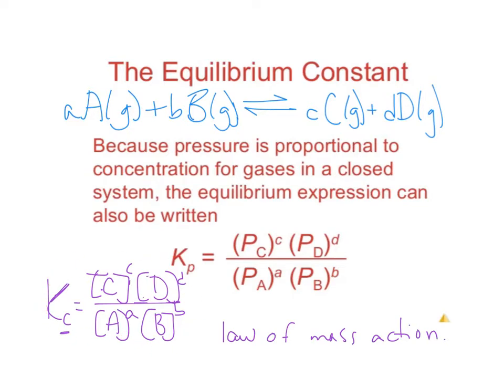And because pressure is directly proportional to concentration, if we have all gases, we can use pressure. It doesn't matter what units as long as they're all the same. So as long as these are all atmospheres, that would be fine, or they could all be millimeters of mercury, they just have to all be the same. You may have noticed, you may not, there are no units for the equilibrium constant. It is unitless.